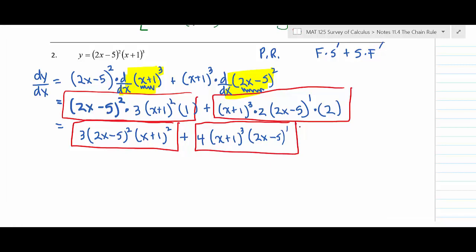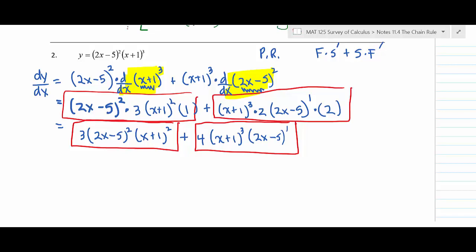So look at these 2 boxes. What do you see that's the same? 2x minus 5 the second, 2x minus 5 the first. Which one comes out? X plus 1. Lowest exponent. What else? X plus 1, x plus 1. Which one comes out? Second power.